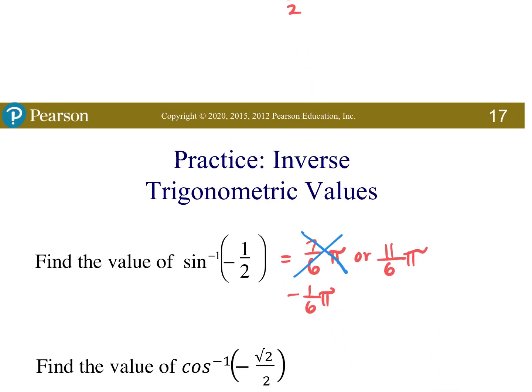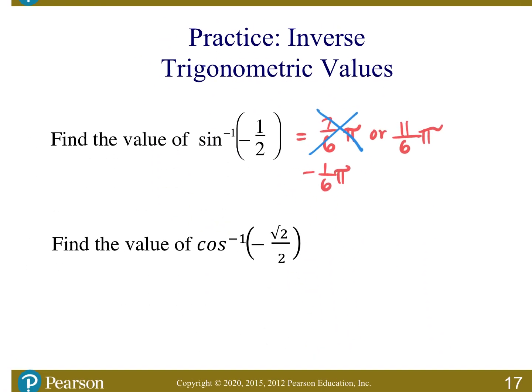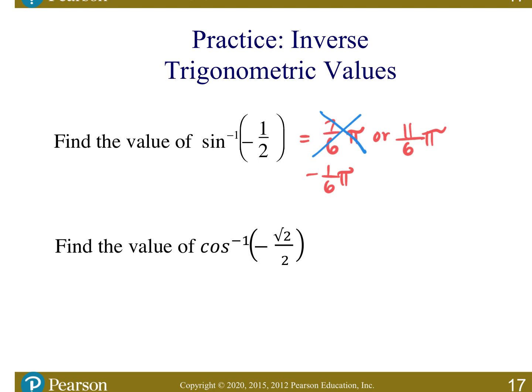So quadrant 3, never. All right, how about cosine inverse of negative rad 2 over 2? What pi position, question mark pi, where would that be? Don't use quadrant 3. Okay, Tyler? 3 pi over 4. Okay, good job. So why are we allowed to use quadrant 2 for this one?